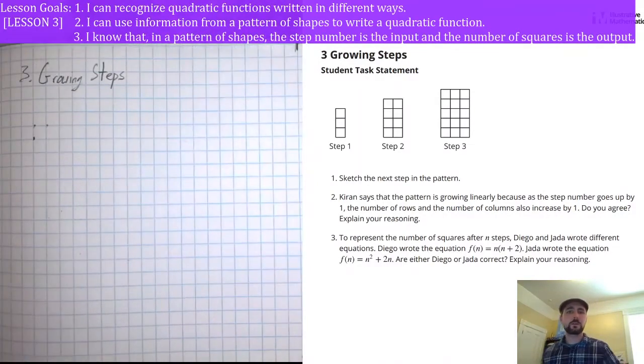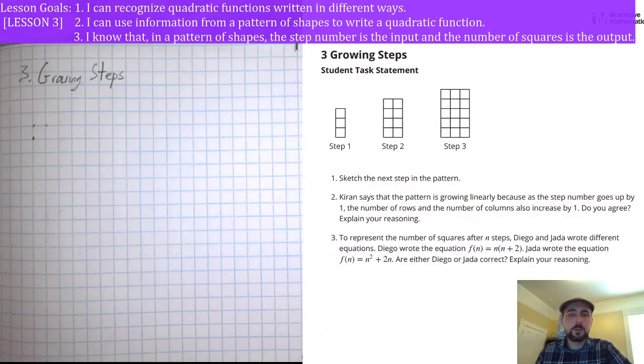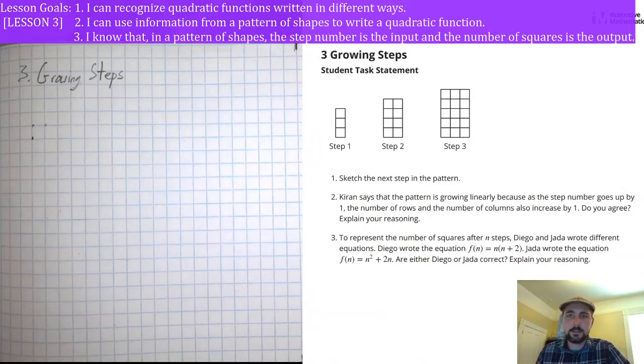All right, so this one is called growing steps. So I see step 1, step 2, step 3. I'm gonna have to copy those down again. And step 1 says sketch the next step in the pattern. Okay, so pause the video if you haven't already and sketch out step 1, step 2, step 3, and then sketch out step 4. Once you're done, unpause the video and we'll go over it together.